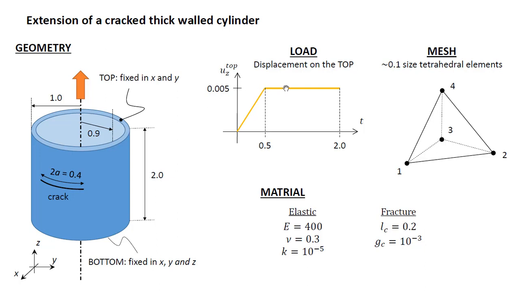We will see that after elongating our cylinder, we will stop the actual movement of the top. However, we will see a continuous increment in the crack without actually moving the top. We will use the following material properties and a tetrahedral mesh.